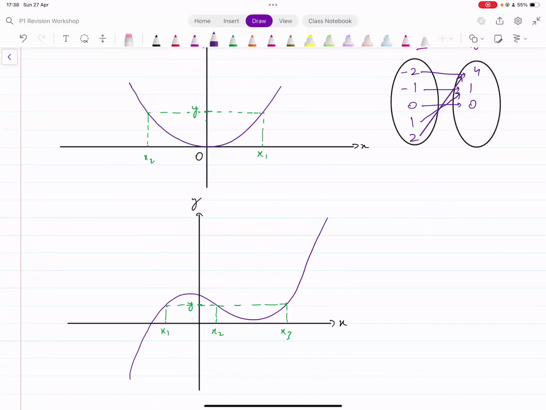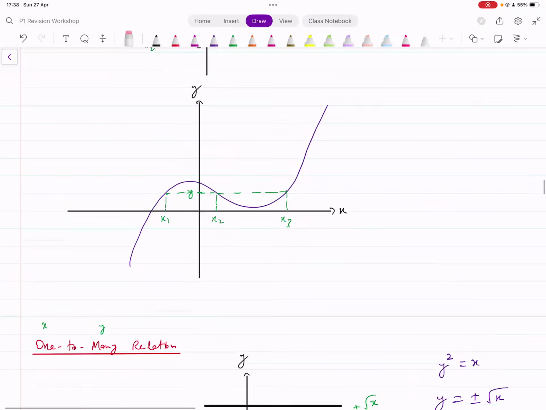All polynomials apart from linear functions are generally many-to-one. A cubic function, for example, if its graph looks like this, is a many-to-one function.